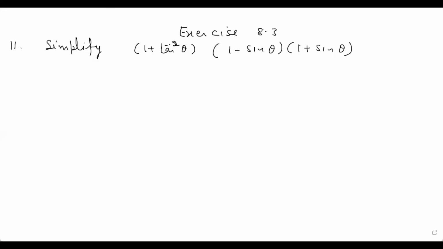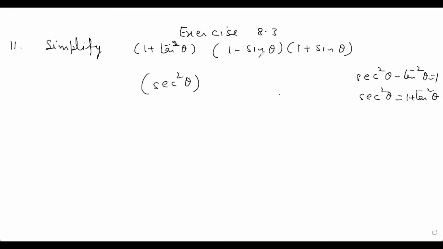Now exercise 8.3, question number 11. Simplify (1 + tan² θ)(1 − sin θ)(1 + sin θ). Now we have to simplify it. We know 1 + tan² θ is sec² θ. As we know, sec² θ − tan² θ is 1, so sec² θ is equal to 1 + tan² θ. So instead of 1 + tan² θ, we can write sec² θ.